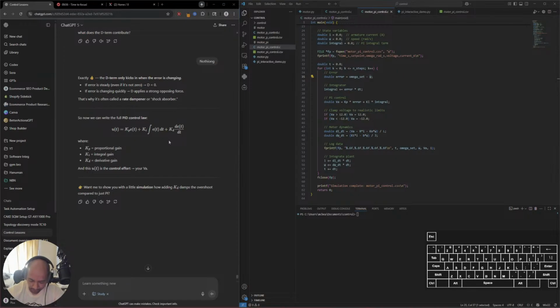Proportional gain, integral gain, derivative gain.